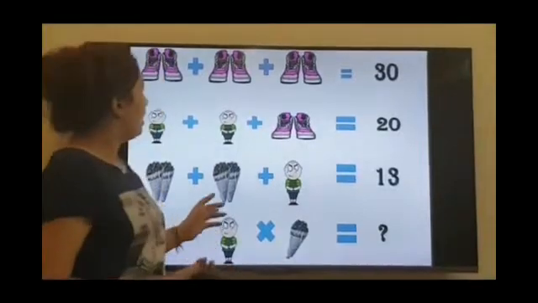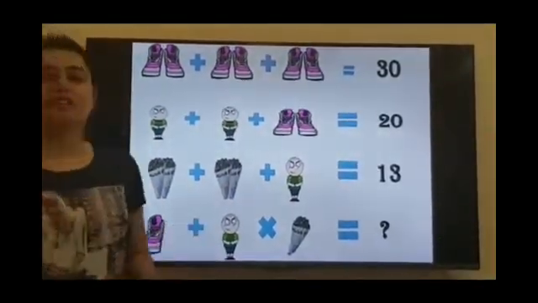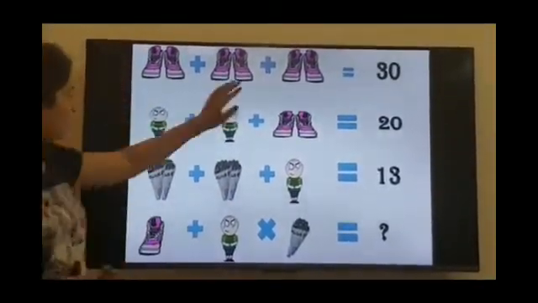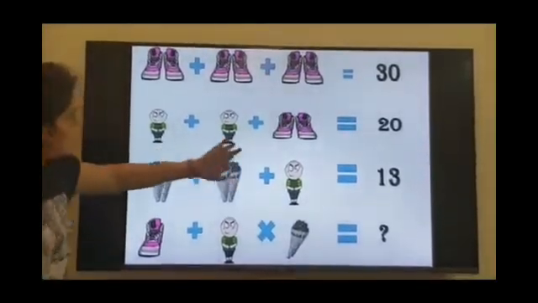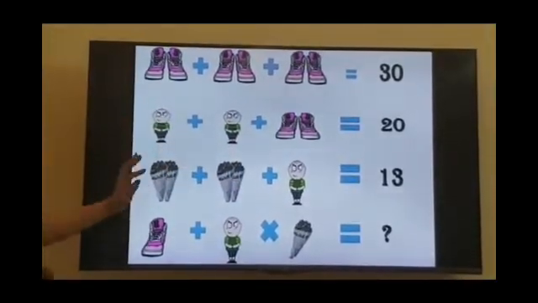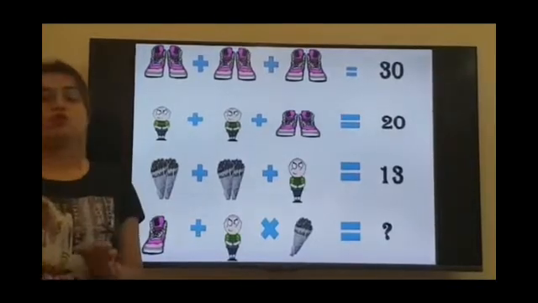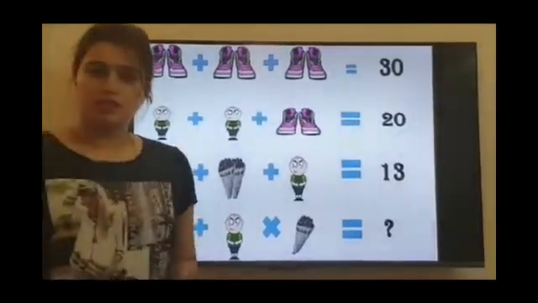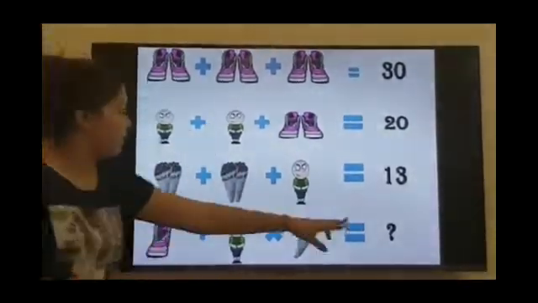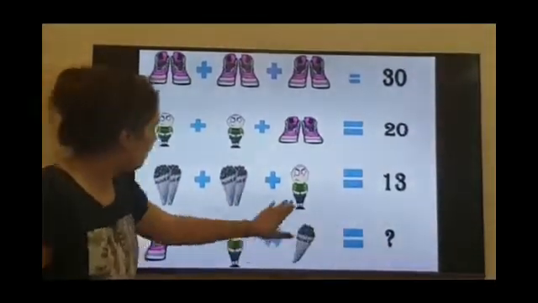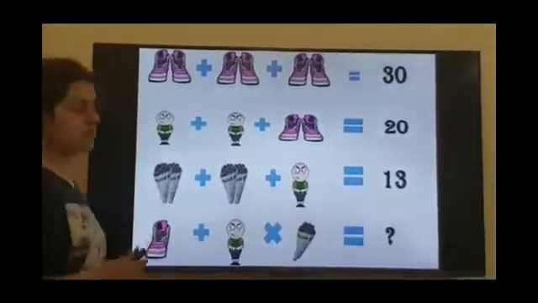In this puzzle, I can see three different images. The first one is a pair of shoes, a boy, and a popcorn cone. So what do we have to find out in this puzzle? I can see this question mark means we have to find out the value of this.